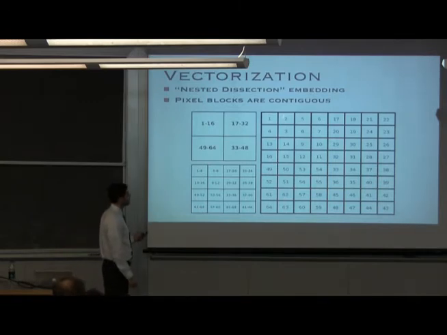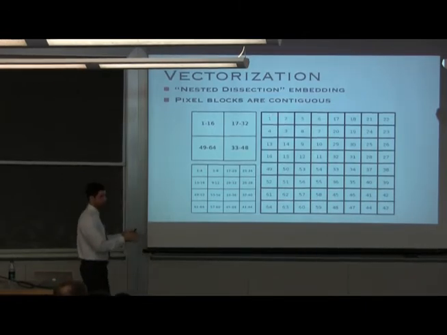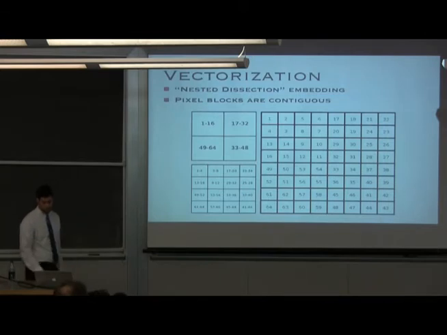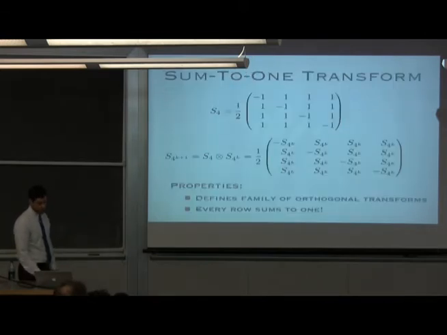So this 2 by 2 block here has coefficients 1 through 4. If you go to a block of 4 by 4, you get coefficients 1 all the way through 16. So every subblock of the image is mapped contiguously into the vector that we're going to apply transforms to.